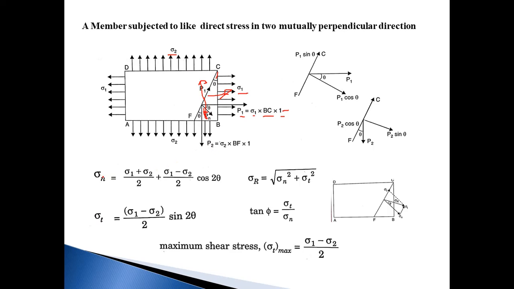Then sigma n, the normal stress, is equal to Pn divided by the area of FC, and sigma t is equal to Pt divided by the area of FC. Then we resolve P1 and P2, which act perpendicular to each other, with respect to FC. Suppose P1 is at an angle theta with respect to the normal. Then P1 has a horizontal component P1 sin theta and a vertical component P1 cos theta.